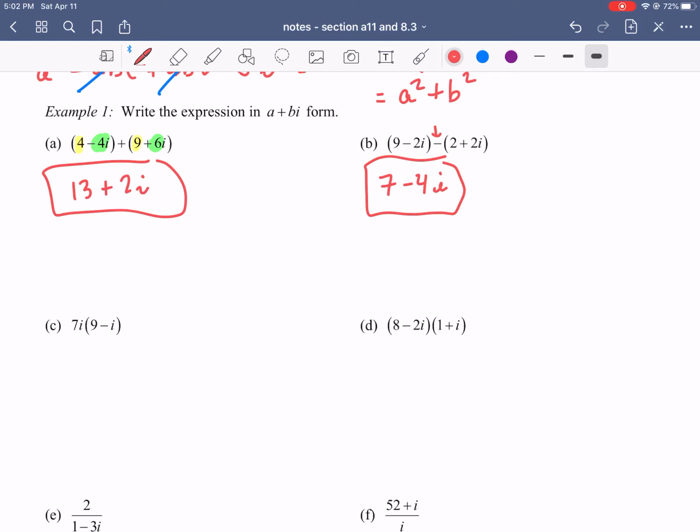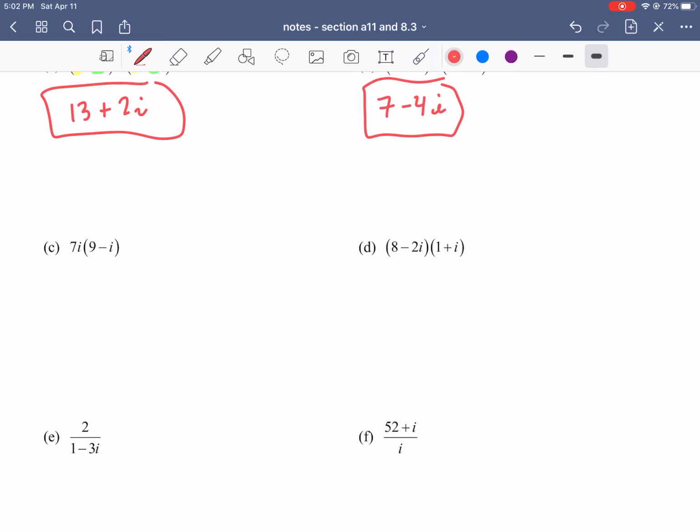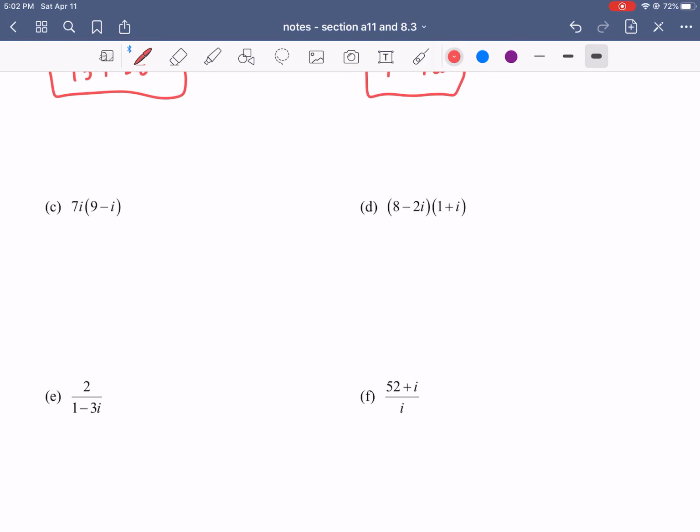Okay, in letter C, we're going to be multiplying, so we've got 7i times 9 minus i, and we're just going to distribute here like we normally would. 7i times 9 is going to give me 63i, and 7i times -i is going to be minus 7i squared. But by definition, what I know is that i squared is equal to -1. And so this is going to become 63i plus 7.